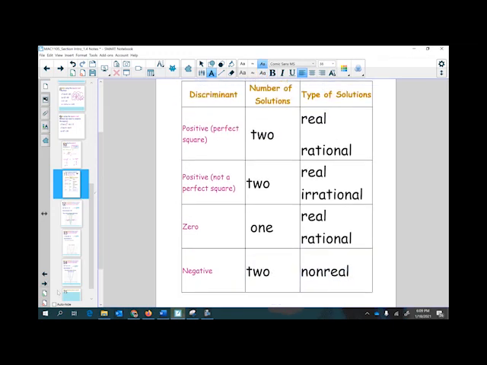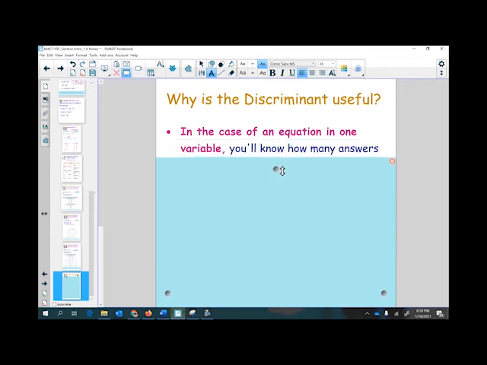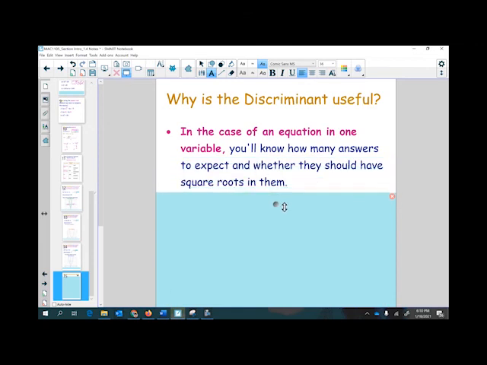So what did we just learn? What is the discriminant? What is it good for? Well, we know it's the part underneath the square root in the quadratic formula, b squared minus 4ac. But why is it useful? Well, if you're talking about just an equation in one variable, then you'll know how many answers to expect and whether they should have square roots in them, right? Some of the answers when you use the quadratic formula, the square roots won't simplify, and sometimes you wonder if you made a mistake somewhere. So knowing this up front is sometimes helpful.